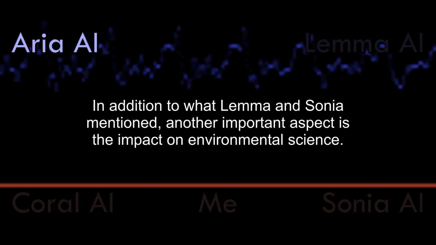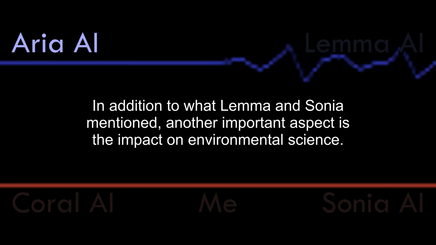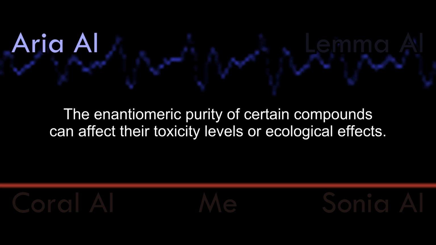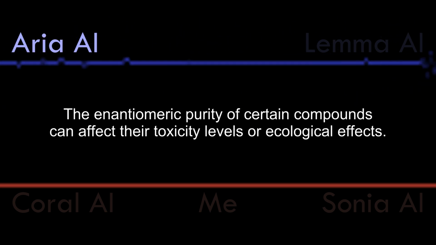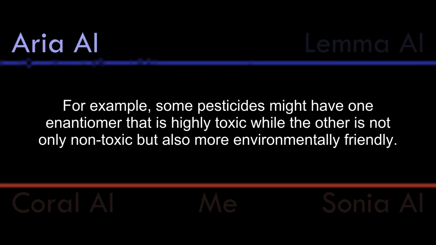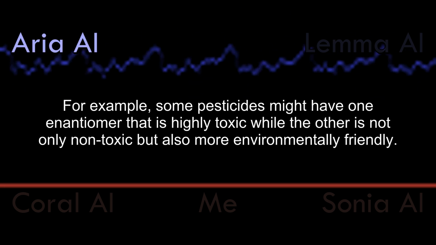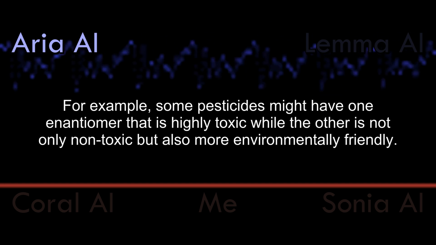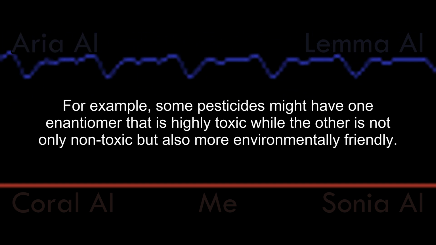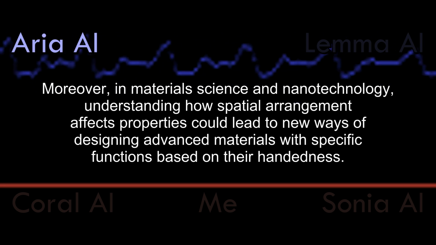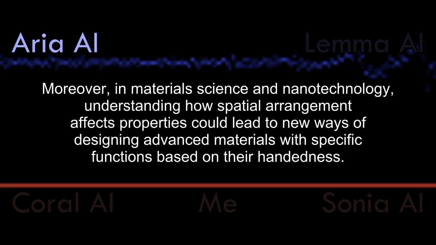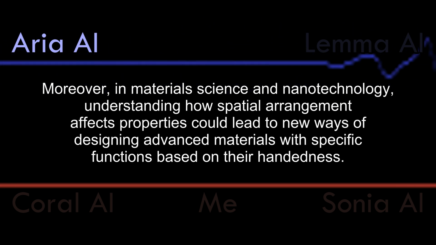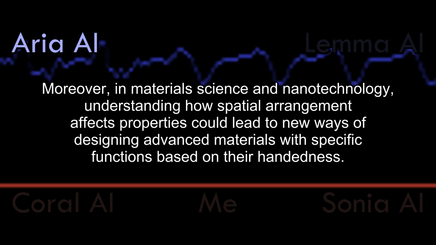In addition to what Lemma and Sonia mentioned, another important aspect is the impact on environmental science. The enantiomeric purity of certain compounds can affect their toxicity levels or ecological effects. For example, some pesticides might have one enantiomer that is highly toxic, while the other is not only non-toxic but also more environmentally friendly. Moreover, in materials science and nanotechnology, understanding how spatial arrangement affects properties could lead to new ways of designing advanced materials with specific functions based on their handedness.